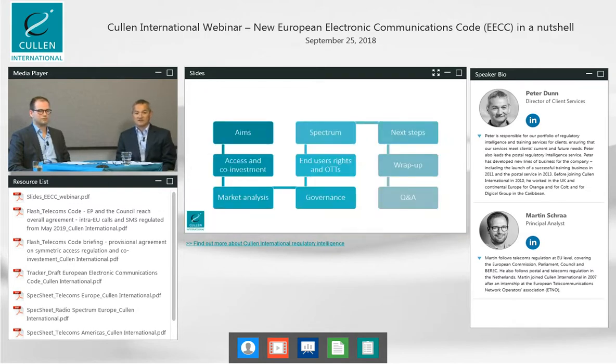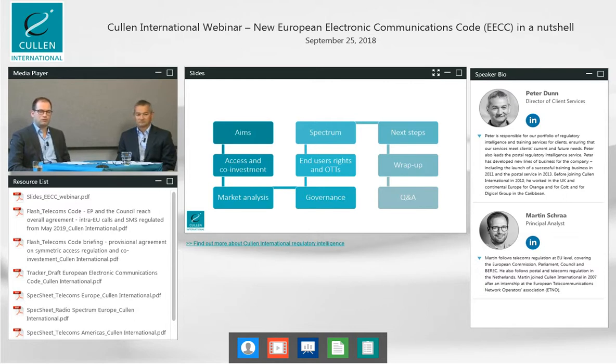Let's kick into the code itself. For the next 40 minutes or so, we will take you through the main topics of the code. We will focus on access regulation, co-investment, spectrum and end user rights. We will do this in a Q&A format. We will interview each other to present the questions that we think people may have about the code. There will be three themes emerging: one or two standard ones and one new one when we look at the aims that the Commission had in its initial proposal.